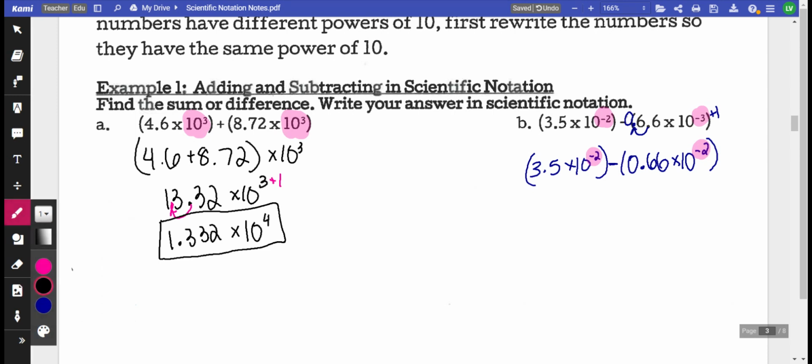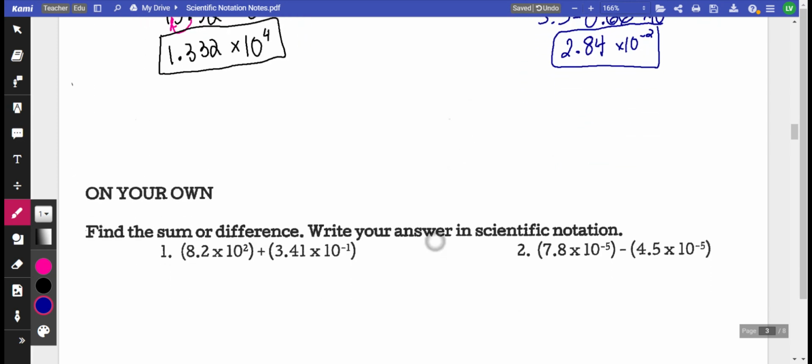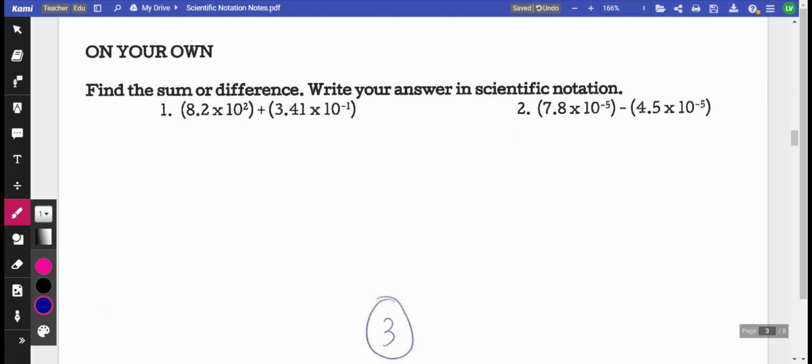So now I'm going to combine my factors. 3 and 5/10 minus 66 hundredths. That is 2 and 84 hundredths. Then I'll bring down my factor of 10. My factor is between 1 and 10, and my power of 10 has an integer exponent, so I'm finished. Try number 1 and 2 before continuing.